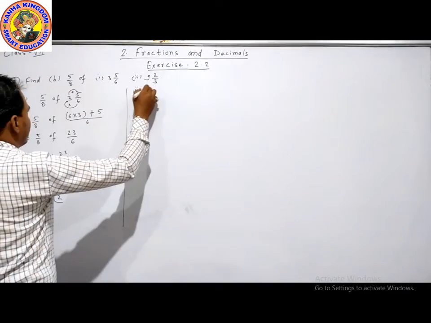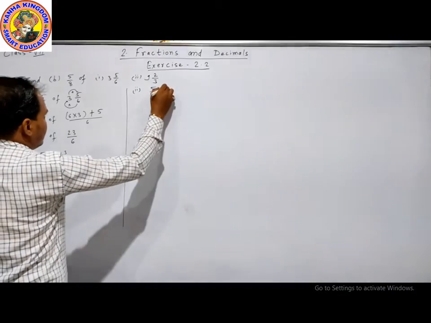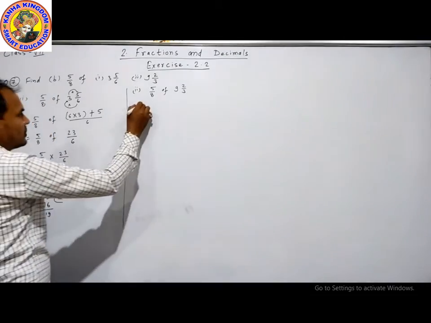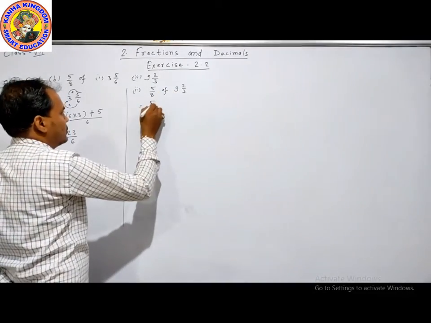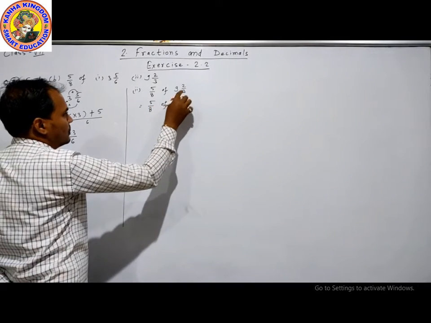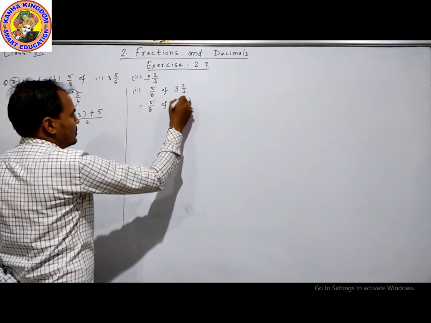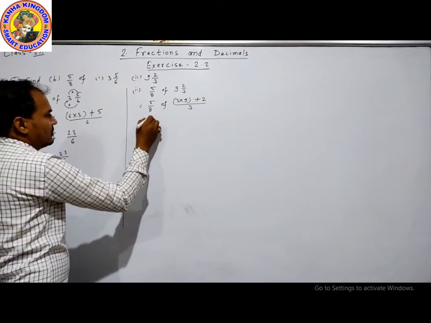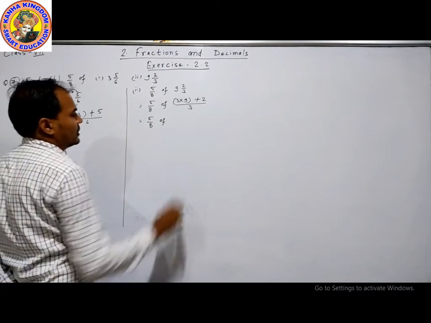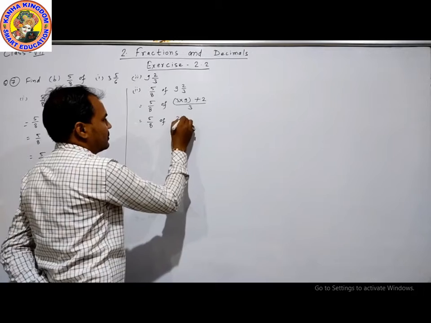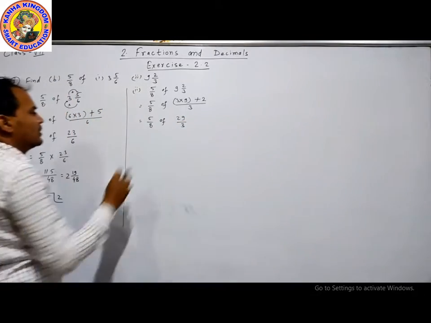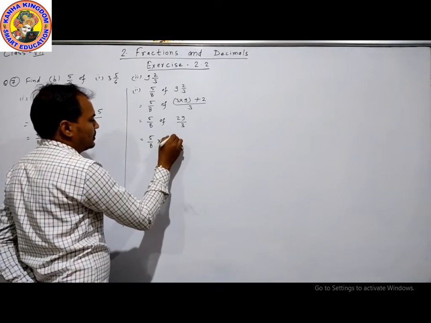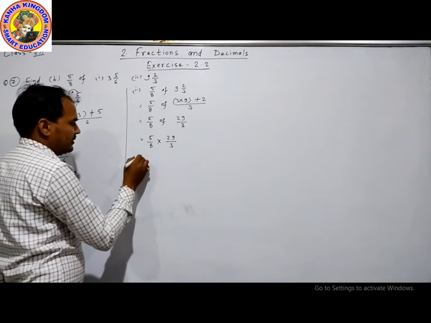Second part of this question says 5 by 8 of 9 2 by 3. First of all, change the mixed fraction number into an improper fraction number. So 3 into 9, then plus 2, divided by 3. 5 by 8 of 3 into 9, 27 plus 2, 29. 29 by 3. Then the "of" will be replaced by a multiply sign. 5 by 8 into 29 by 3.